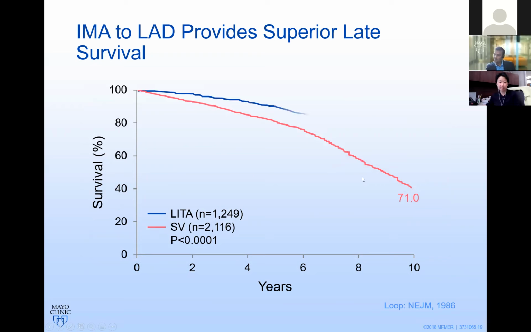However, when we use the left internal mammary artery as one of the conduits, the survival improves by around 12%. So at 10 years, we are saving more lives. Absolutely stunning, when this discovery came forward. So this established the supremacy of the left internal mammary artery, and we have been using that since then.